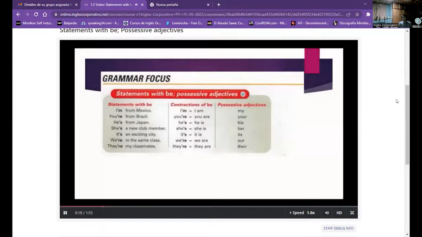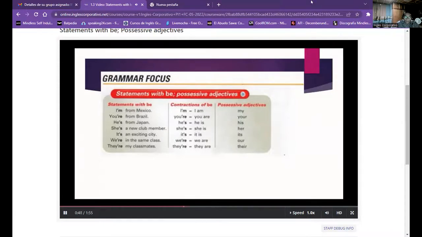Statements with be, possessive adjectives. Statements with be. I'm from Mexico. You're from Brazil. He's from Japan. She's a new club member. It's an exciting city. We're in the same class. They're my classmates.